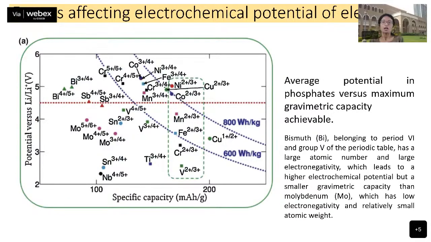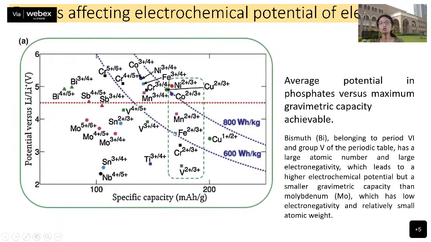Then what happens is that there are many other things also involved which can improve the electrochemical potential. So here I have given one example. Look at bismuth and look at molybdenum. You see, mostly all the oxidation states of bismuth generally have a much higher potential versus lithium when you compare it with molybdenum. Why is it so?